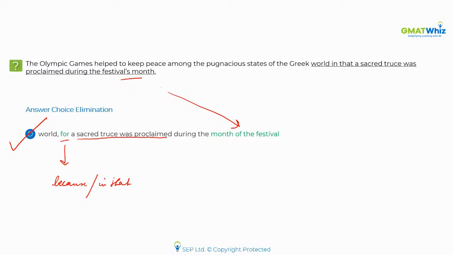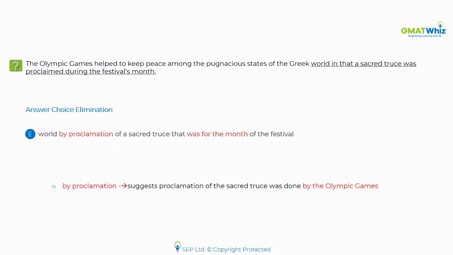Again, see how it was such a simple question, but a very hard one, because most people don't check for that comma plus ing. Although most of you did not mark E, E has a similar error. When you say the Olympic Games helped to keep peace, by proclamation, it implies it is done by the Olympic Games. And therefore this is also out.